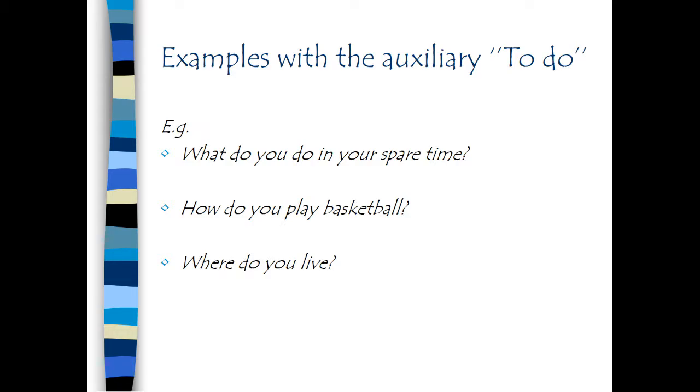And the second example, how would be the question word, do would be the auxiliary, you would be the subject, play would be the verb, and basketball would be the object. And the third example, where would be the question word, do would be the auxiliary, you would be the subject, and live would be the verb. In this specific example, we do not add an object since in this case the question is complete.